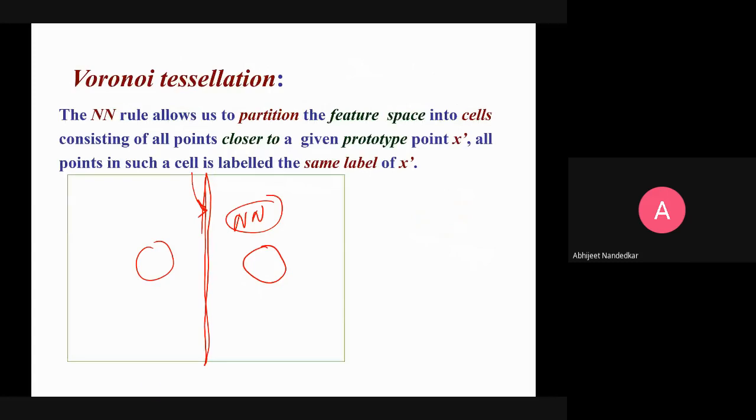Then we saw the concept of Voronoi tessellation. Say, given two samples, how a decision boundary is automatically formed with the help of nearest neighbor. Say, here only one neighbor is considered. So if this is the prototype given to us belonging to class 1, and this is the prototype for class 2, then this decision boundary is formed automatically because of nearest neighbor.